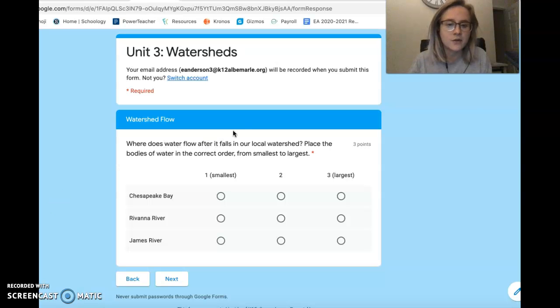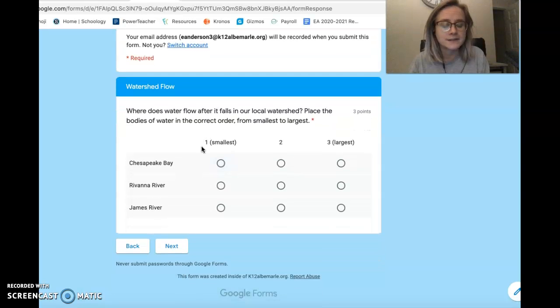Where does water flow after it falls in our local watershed? Place the bodies of water in the correct order from the smallest to the largest. So what is the smallest? The Chesapeake Bay, Rivanna River, or the James River? Where does the water flow next? Number 2, you're going to bubble it in. Is it the Chesapeake Bay, Rivanna River, or James River? And which is the largest in our watershed? Is it the Chesapeake Bay, the Rivanna River, or the James River?